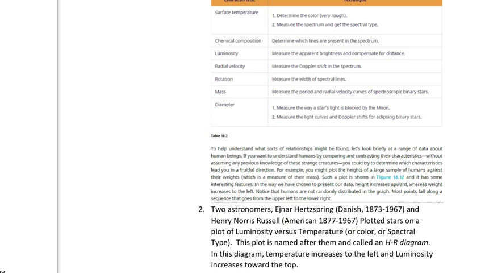So what they did was they made a plot of stars where they graphed, instead of luminosity versus mass, they graphed luminosity versus temperature. Remember, graphing versus temperature is the same thing as graphing versus color or spectral type. Those basically are the same information. This plot is named after them, and it's called an HR diagram. And so let me just give you an example of one.